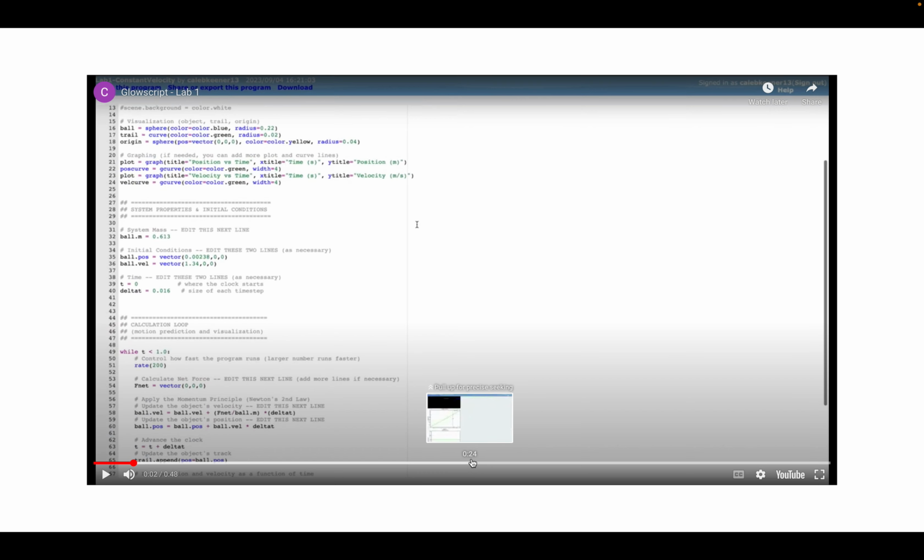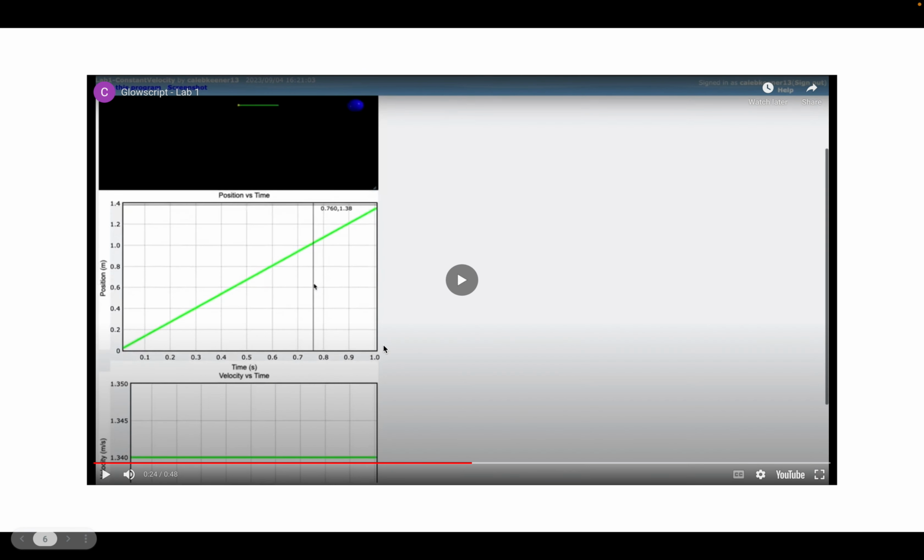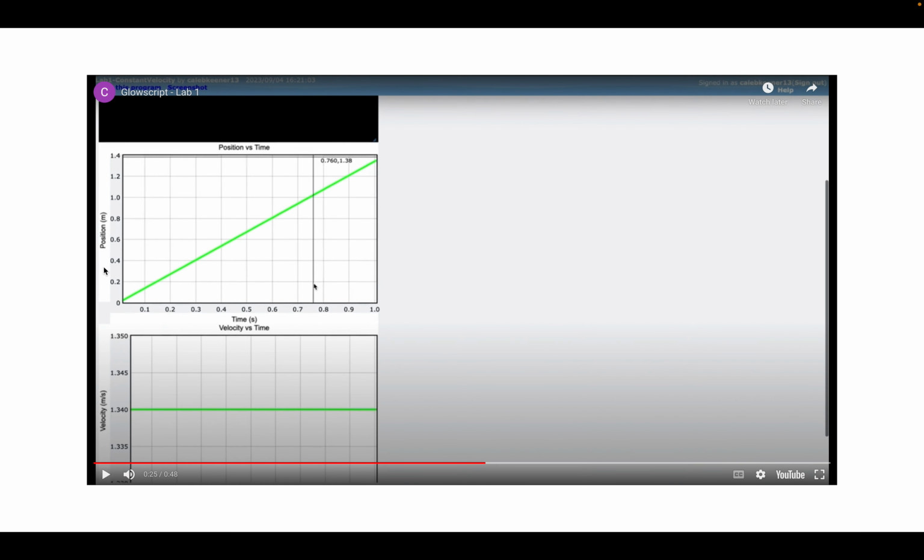Continuing on, right here is the velocity versus time and position versus time graph. You can see that the position versus time graph is sloping upwards with a linear line and a constant slope, meaning that the velocity, as you can see down here, is constant, meaning there is no net force and there is no acceleration.